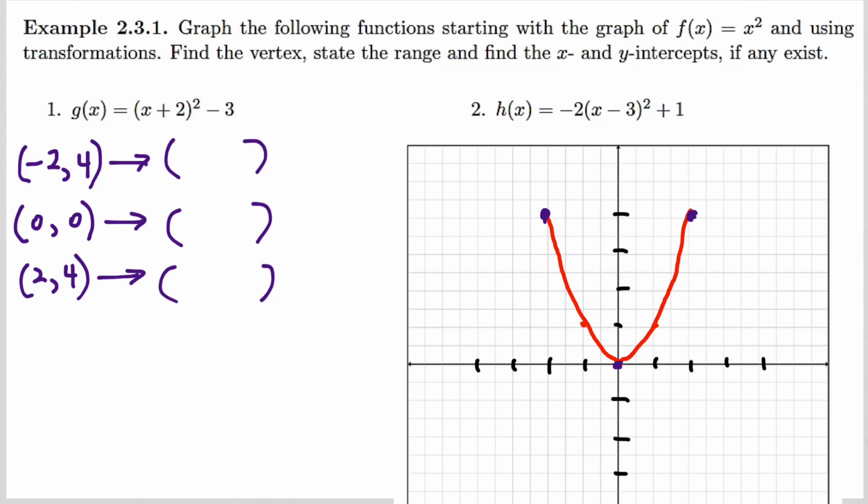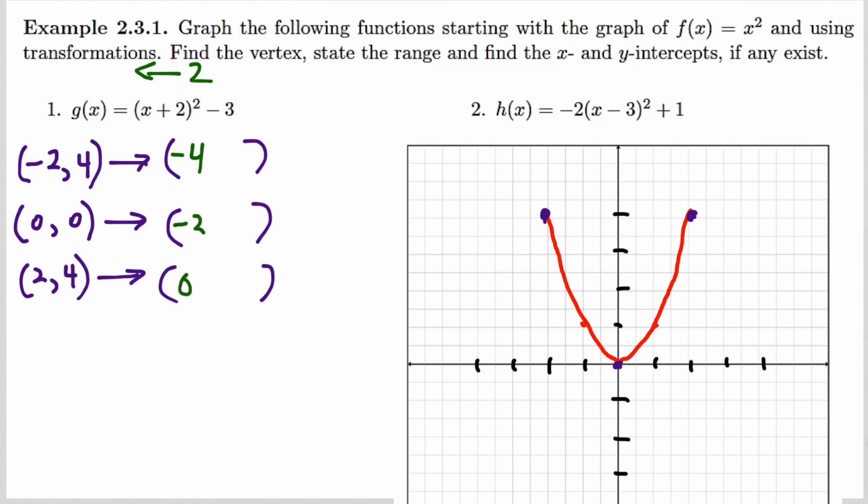Now, what you recall from what we learned in the last unit was that if you have a +2 inside the parentheses, that means I'm going to shift to the left by 2. So that means each x-coordinate I'm going to subtract 2. Subtract 2.